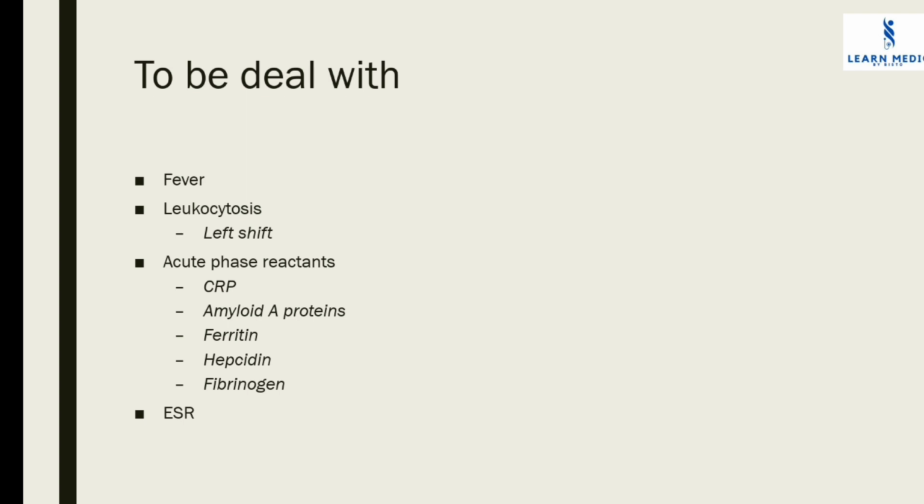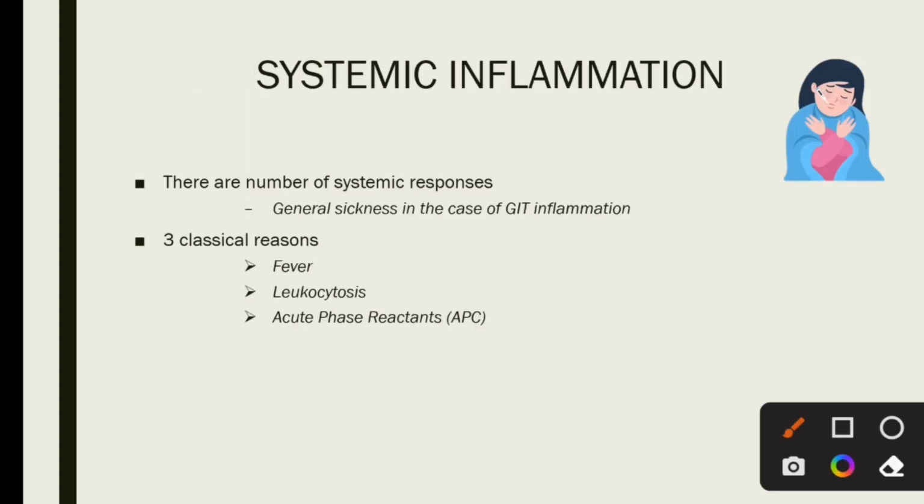rate or ESR. Other than the five cardinal signs of inflammation, that is rubor, calor, tumor, dolor, and loss of function, we have a number of systemic responses. For example, in the case of GIT inflammation, we have general sickness. So the three classical reasons for the systemic responses are the fever, leukocytosis, and the acute phase reactants.